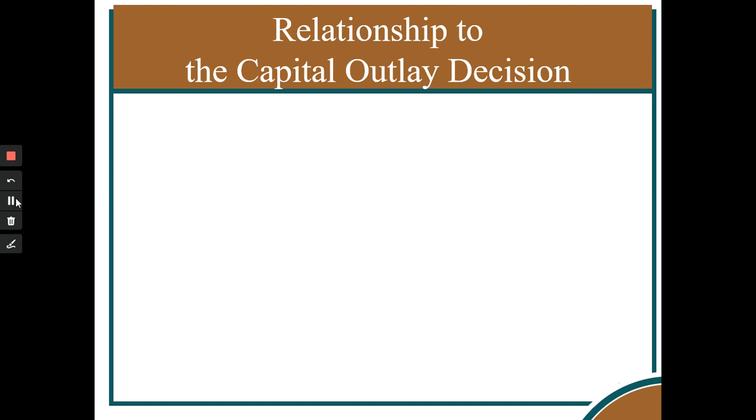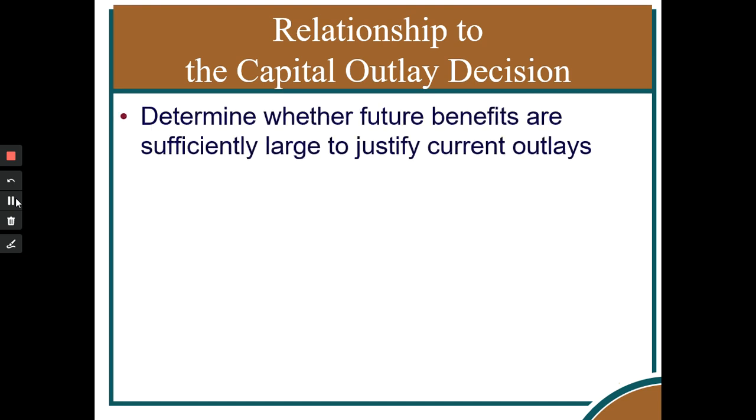Now we're going to find out the relationship with the capital outlay decision: determine whether the future benefits are sufficiently large to justify the current outlays. One of the important aspects is that when you make a payment or when you want to receive something, you need to know when you reflect that in the future benefits, is it justified?